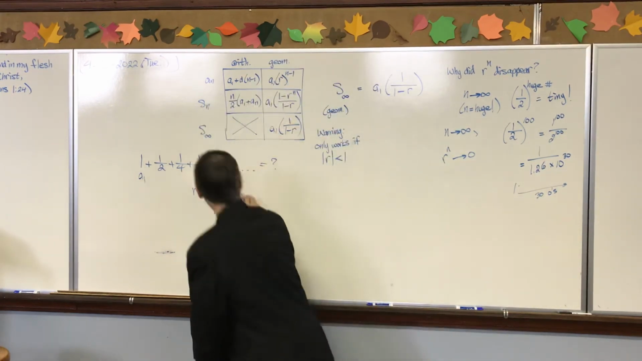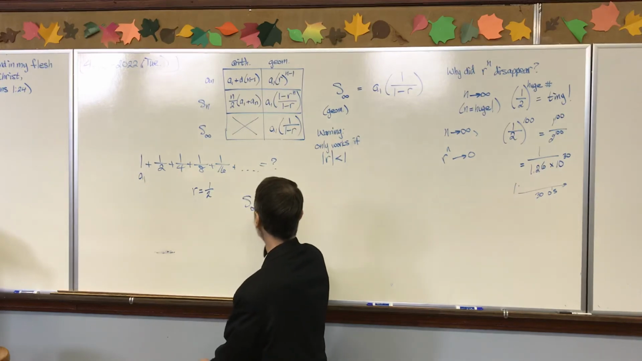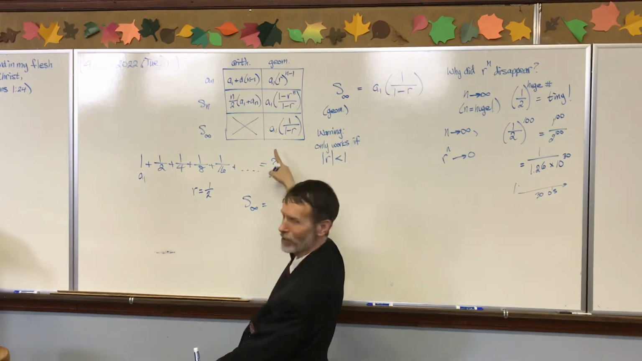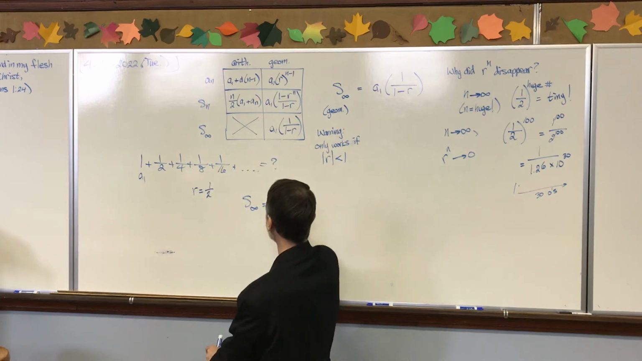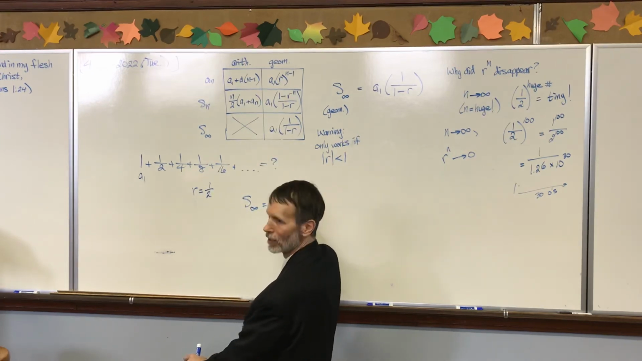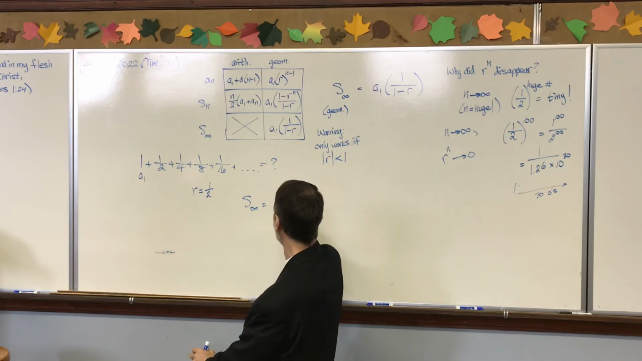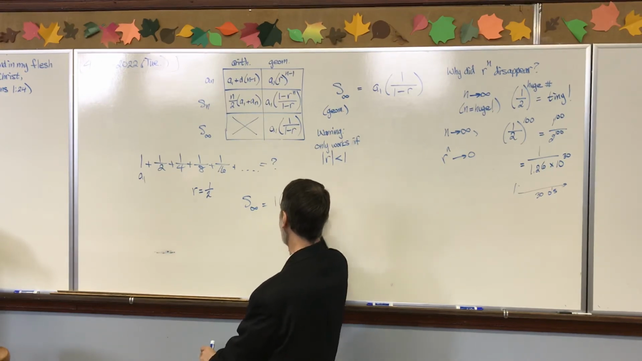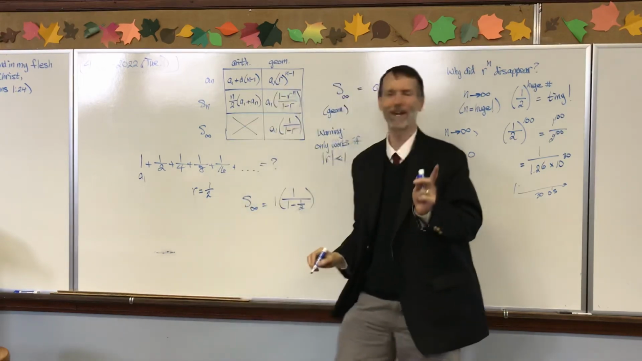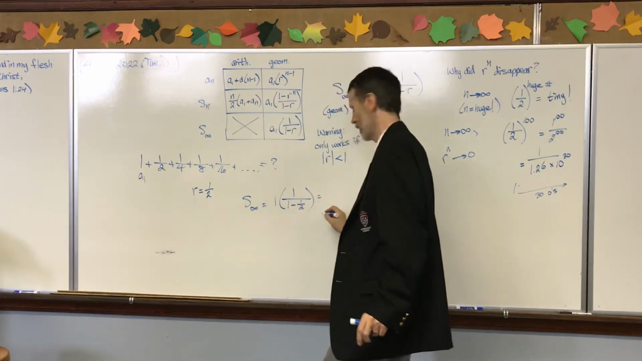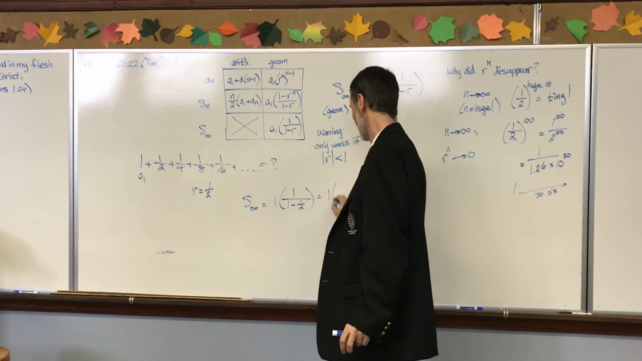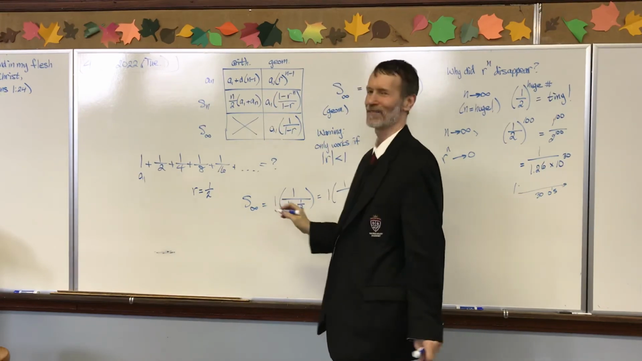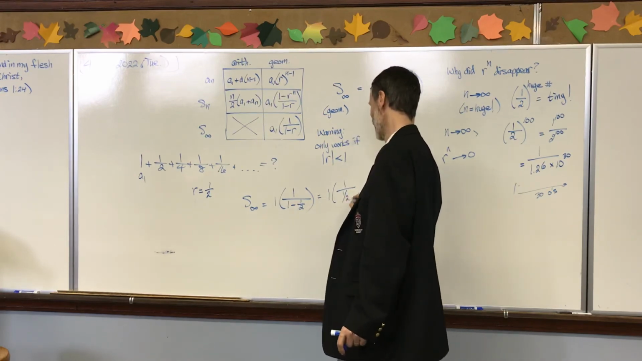Let's try this. So S infinity is equal to, what do I put first? 1. Parentheses, what do I put on top? Plain old 1. Over what? 1 minus 1 half. Well, math people, what's 1 minus a half? It's a half.